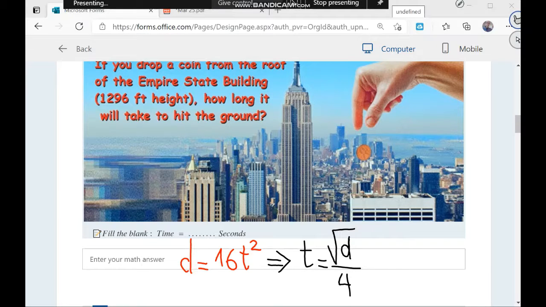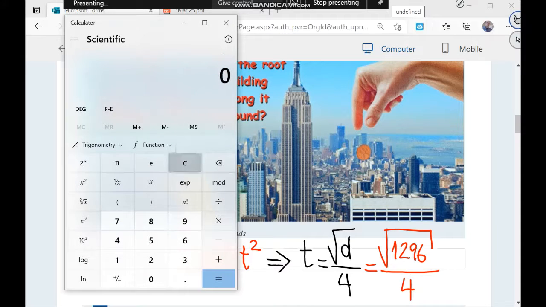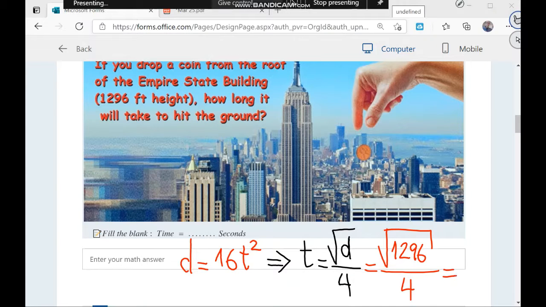We have d equals distance, 1,296 feet, right, over 4. And you can use your calculator. Let's try. Type here 1,296, square root, divided by 4, equals 9. So the answer is 9 what? 9 seconds. The answer is 9 seconds.